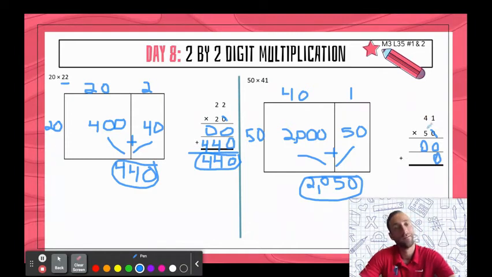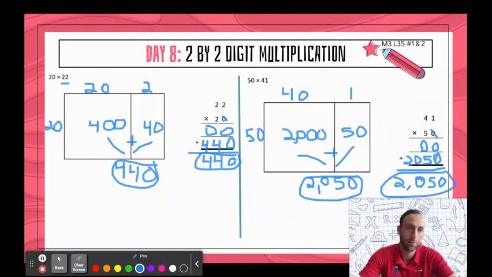Always. 5 times 1 is 5. 5 times 4 is 20. Add it up here, 2,050. Again, two different strategies, the same answer both times. We have our area models, we have our standard algorithm.